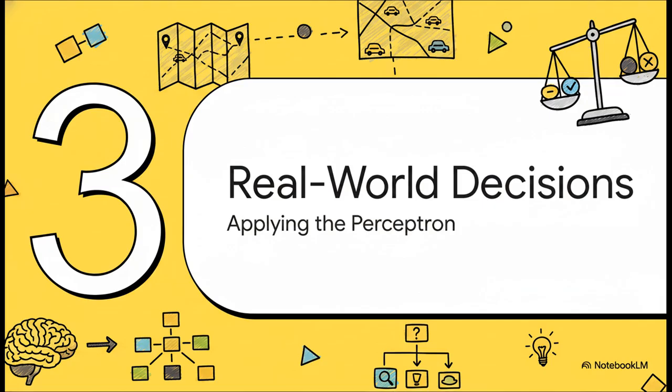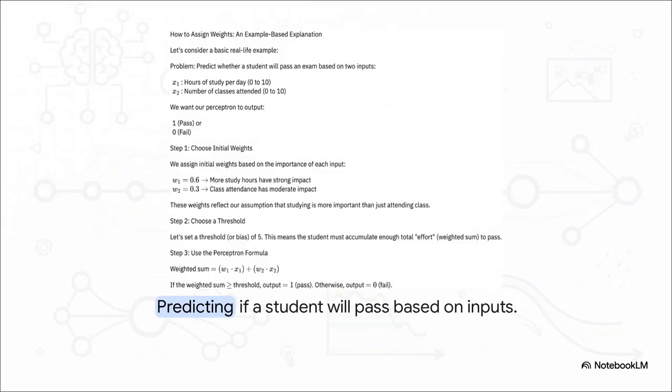Let's apply this perceptron. Abstract math can be a little dry, right? So let's ground this in reality using a scenario we can all totally relate to. Let's try to predict whether a student will pass an exam based on just two inputs. Our first input, x1, is hours of study per day. Our second input, x2, is the number of classes attended. We want our perceptron to output either a 1 for pass or a 0 for fail.